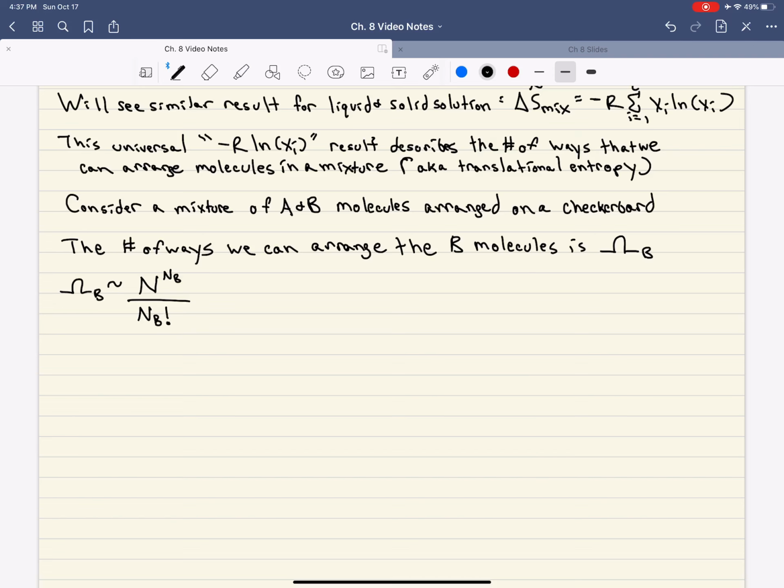And so that's the equation that we derived back in chapter 5.5 in order to calculate or estimate the number of ways that molecules can arrange themselves in the system. To be a little bit more precise about this, we could play around with these factorials by applying Stirling's approximation.